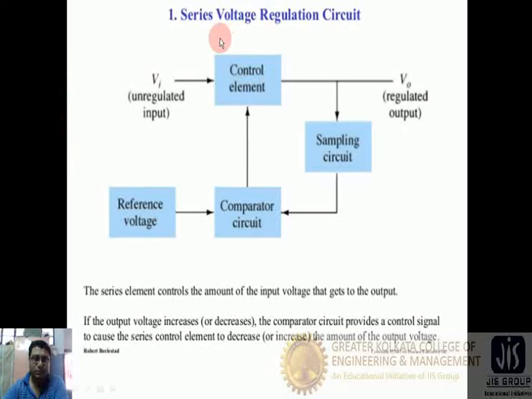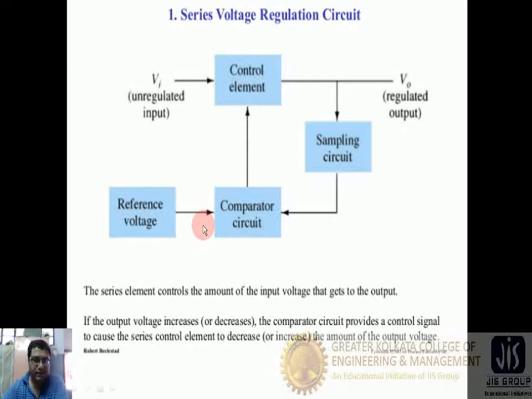We can see the blocks. A control element is there. First comes the input voltage. This input voltage is fed to a control element. This control element produces output, but a feedback is there, a sampling circuit and a comparator circuit, to regulate this control element, and the reference voltage is being provided to get the comparison between the output and this reference voltage.